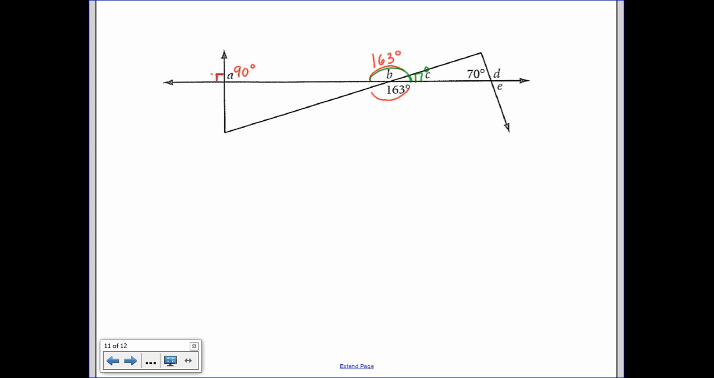Moving over, I see a 70 right next to a D. They're adjacent to each other because they share this common side. So D must be whatever 180 minus 70 is, which is 110. And E is a vertical pair with the currently labeled 70. They're across the X from each other, so it must also be 70. So you'll be applying all of these relationships to try to find missing measurements in figures. Always look for linear pairs, look for vertical pairs, and look for triangles that add up to 180 degrees. And that is all.